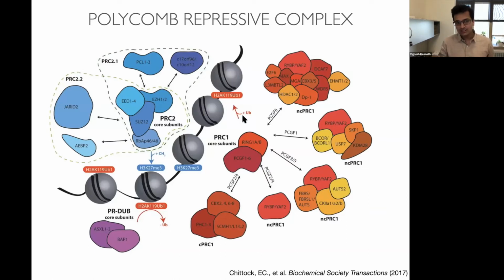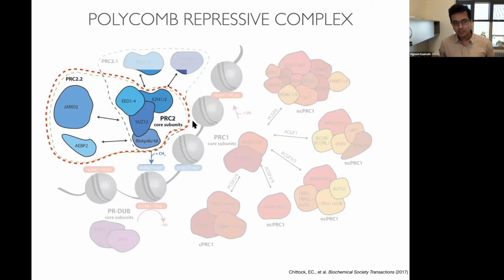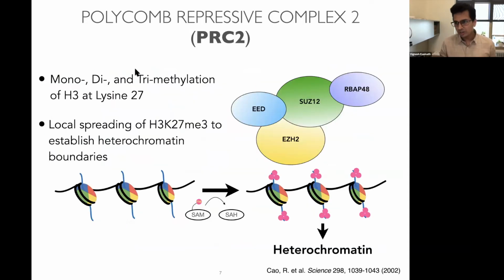But for the most part, I'm going to focus on PRC2, specifically PRC2 with these 2 cofactors, JARID2 and AEBP2. So PRC2 itself actually exists in several different flavors. The 2 most important ones are PRC2.1, which has a specific subset of cofactors, and PRC2.2, which has JARID2 and AEBP2. So I'm going to focus on PRC2.2 today. So what is PRC2 and what does it do? The primary function of PRC2, which contains 4 core enzymes, you don't need to remember the names, is mono-, di-, and trimethylation of histone H3 at lysine 27.